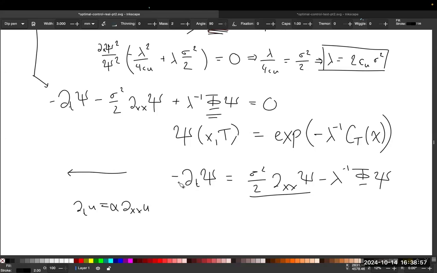But if we think about this as running backwards in time, which is what we're doing because we're integrating it backwards in time, we have a terminal condition. We're trying to find it for earlier t. Then this will look like a diffusion equation, just running backwards in time.